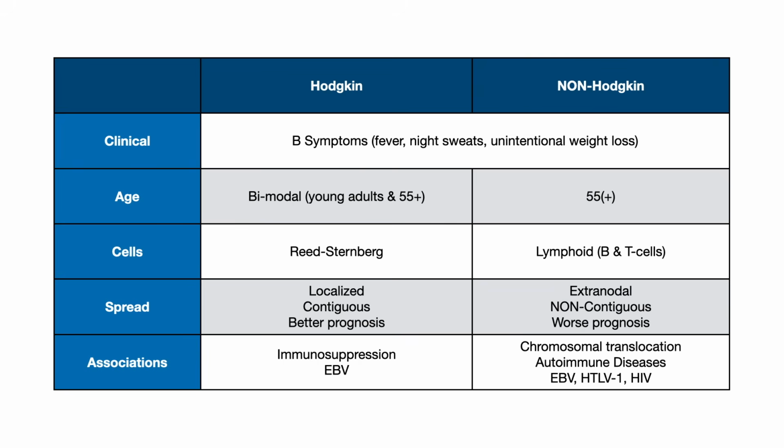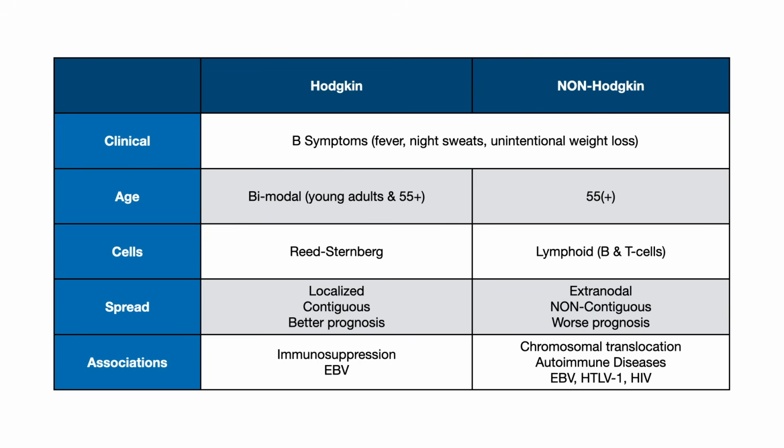So clinically, you really can't distinguish Hodgkin versus non-Hodgkin lymphomas on the basis of symptoms, because generally these present with what are known as B symptoms: fever, night sweats, unintentional weight loss. Where you can differentiate these are what you see in age, cells, spread, and associations.